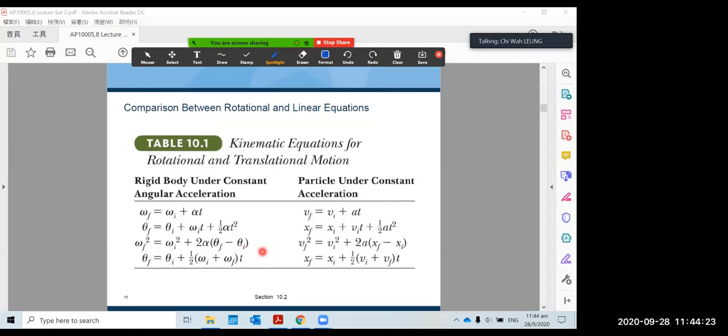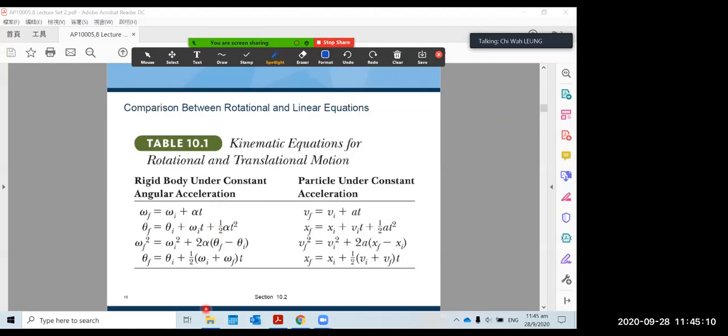And the third equation is for the situation where we don't know the time of motion, but we have the initial and final angular speeds. And finally, it would be for the displacement when we know the initial and the final angular speeds, just like the case of a linear displacement when we know the initial and final velocities and we know the time of the motion. Notice here that on the right-hand side, these equations are valid for constant acceleration. Similarly, equations on the left-hand side are for constant angular accelerations.